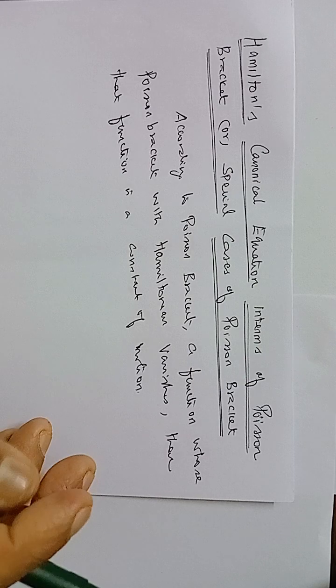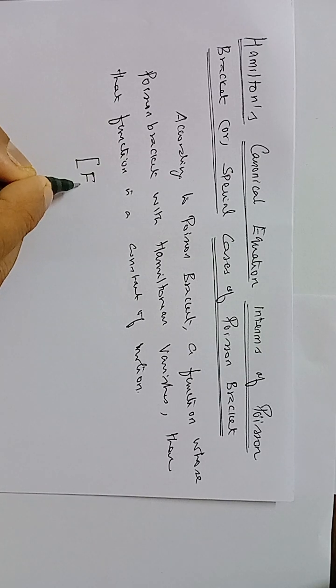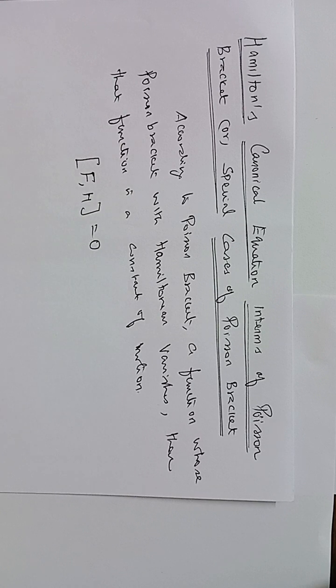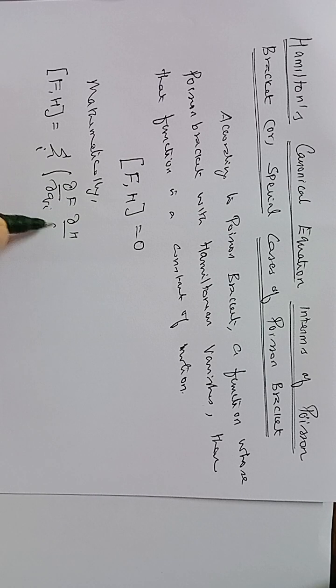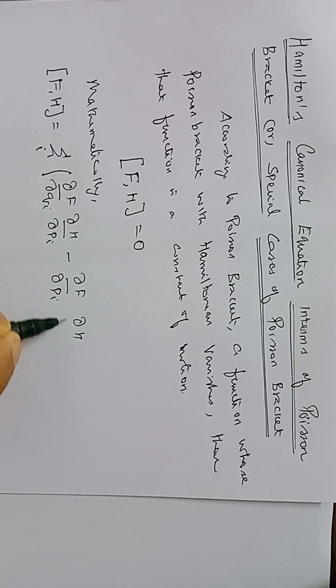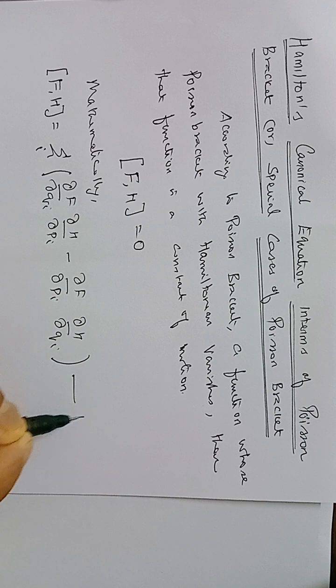a constant of motion. Mathematically, we may write this as the bracket of f comma H is equal to 0. Also, mathematically, we may write the Poisson bracket of f comma H as equal to summation over i of dou f by dou qi dou H by dou pi minus dou f by dou pi dou H by dou qi. This equation we already saw in the Poisson bracket itself.